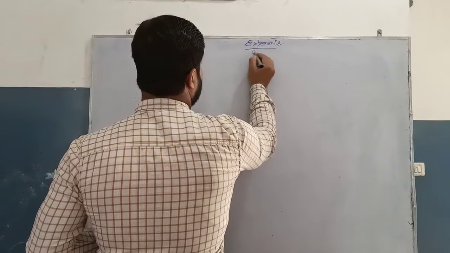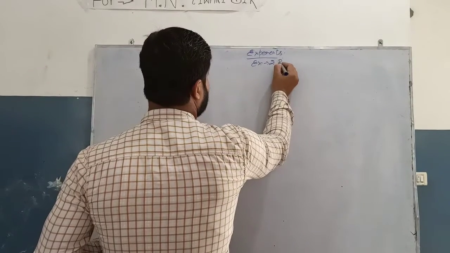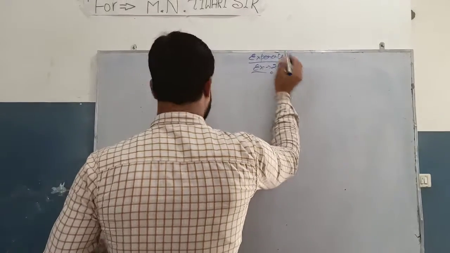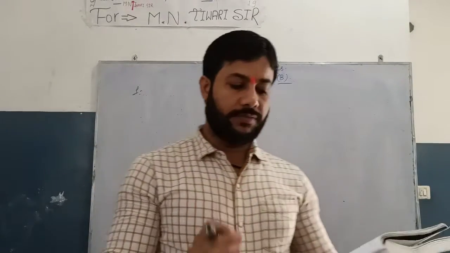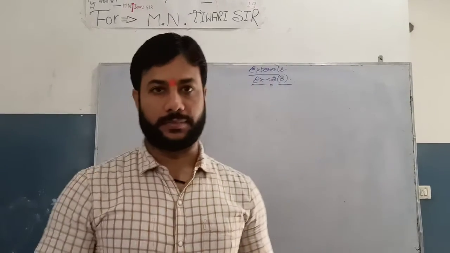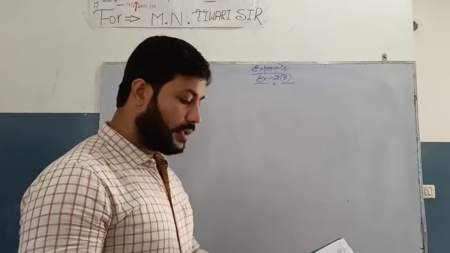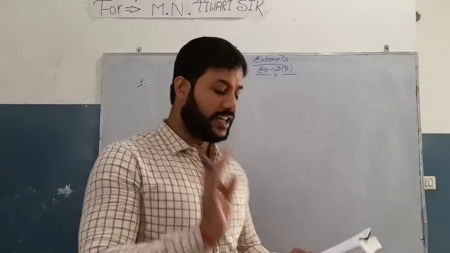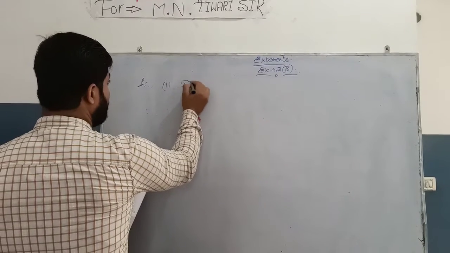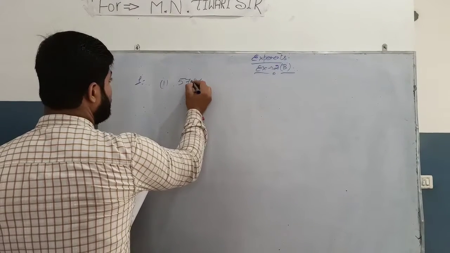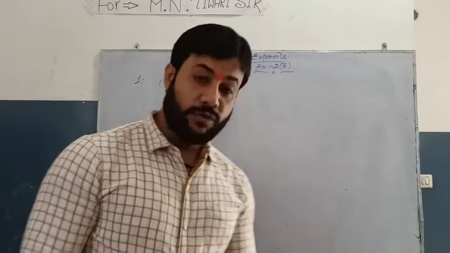Exponents, exercise 2b. Question number 1 says write each of the following numbers in standard form. So question number 1 says 57.36. Okay, my dear students, mind one thing.